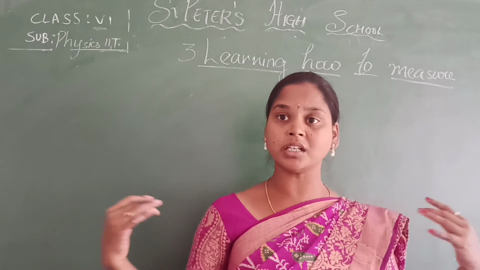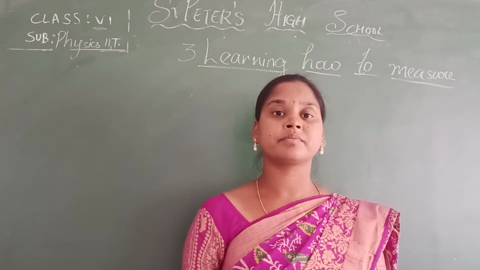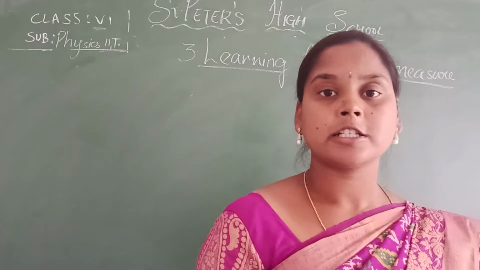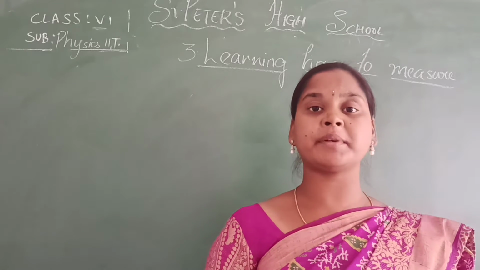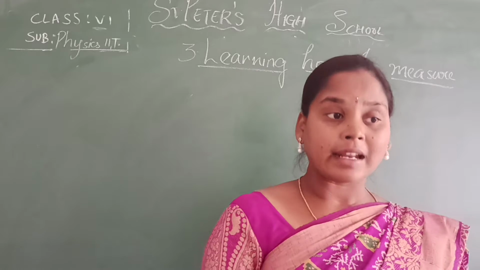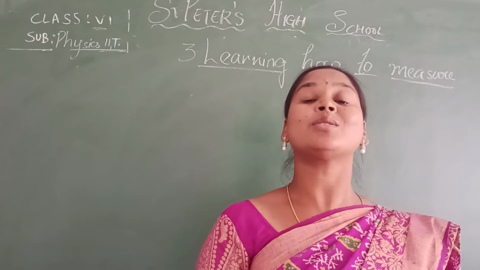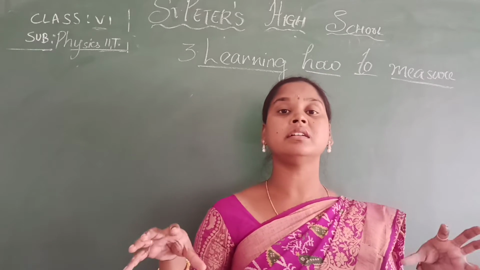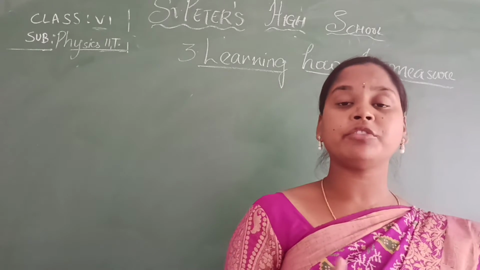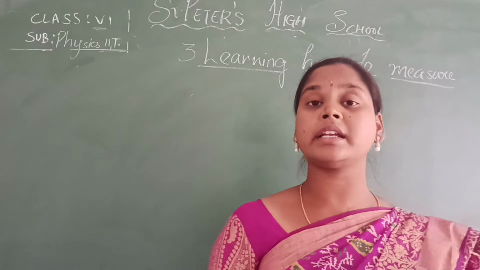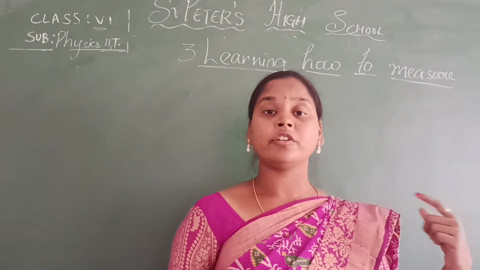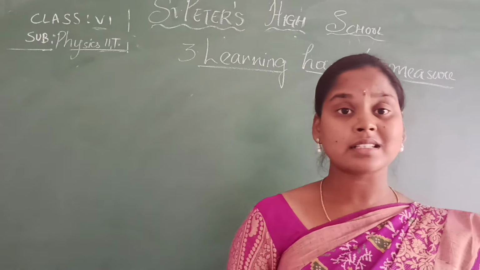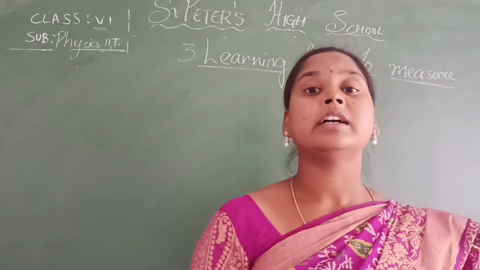For example, if you want to measure a room, how will we measure it? Can we measure it with a scale and write it in centimeters or millimeters? No. We want the total area occupied by the room, so we need to find the area. What is the area of a rectangle? Length into breadth. This length into breadth is a derived quantity.